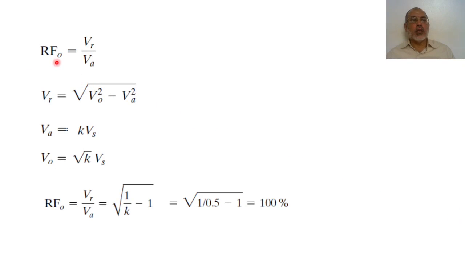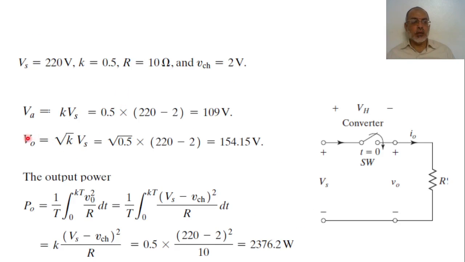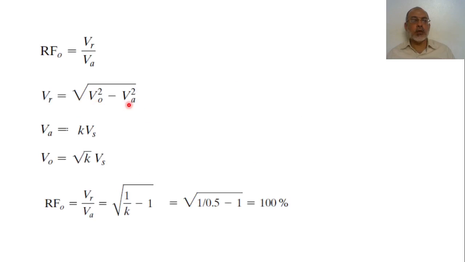The output ripple factor would be V ripple over the average voltage. The V ripple is obtained as the square root of the root mean square voltage square minus the V average square. And we already calculated the root mean square voltage as 154.15, and the average voltage as 190 volts. From this we can obtain the ripple voltage.